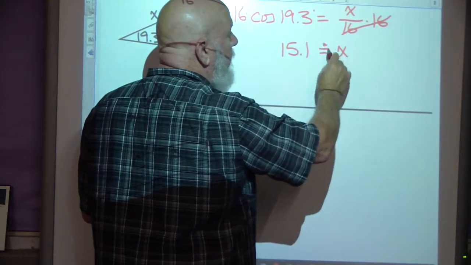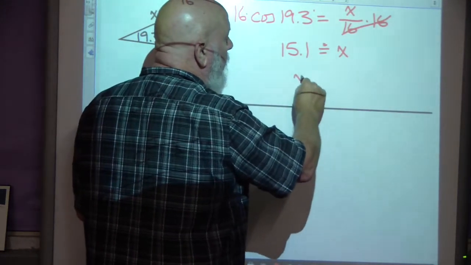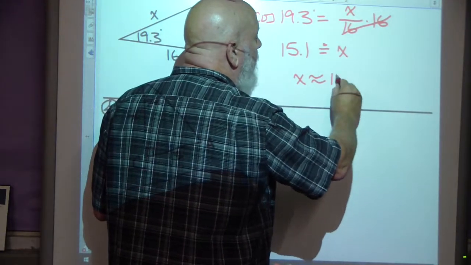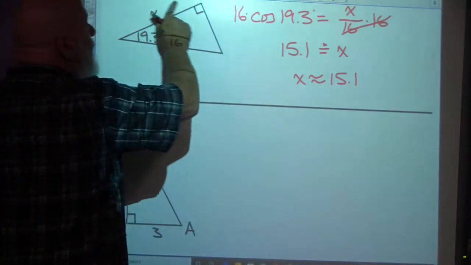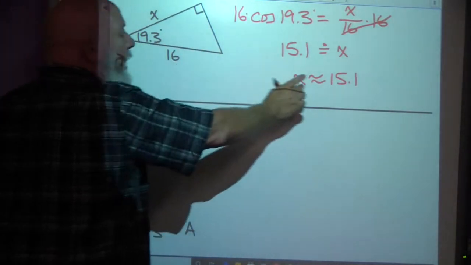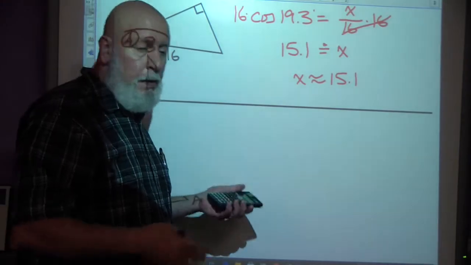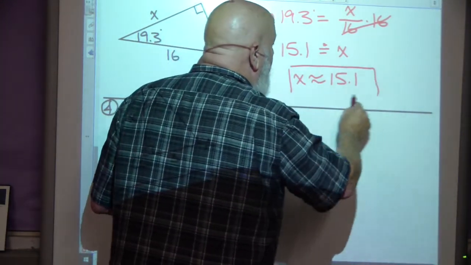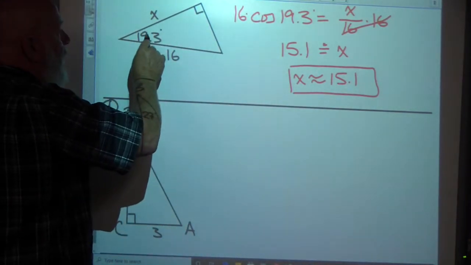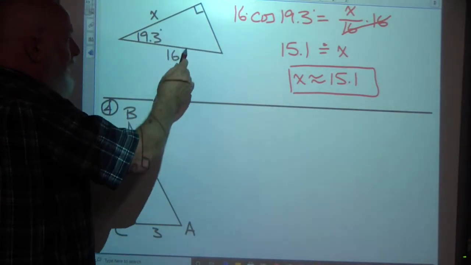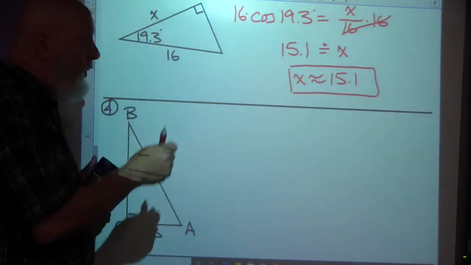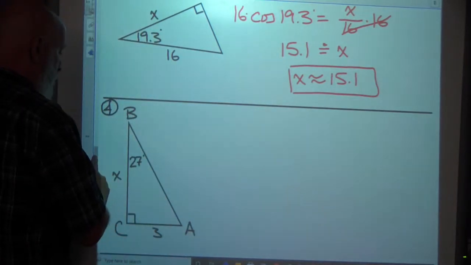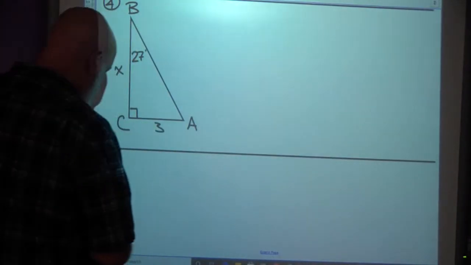And that's an approximation, which is what that little dot means there. So I would say x is about, here's another way of saying approximately, 15.1 units. I don't know what the unit of measure is because they didn't tell me. If they'd said centimeters, I'd have to say centimeters. But they didn't, so I'm just not going to indicate the unit of measure. But the length of that is about 15.1. If this is 19.3 and this is 16, this would be about 15.1 units.